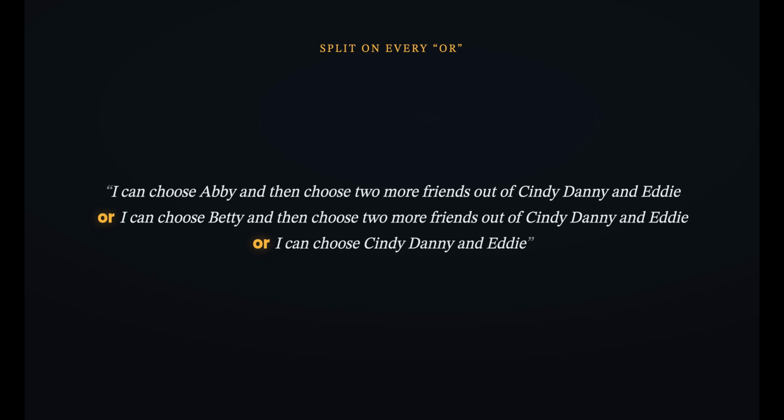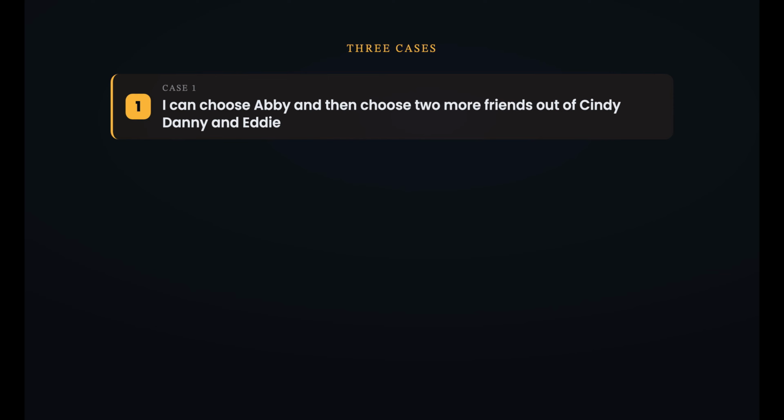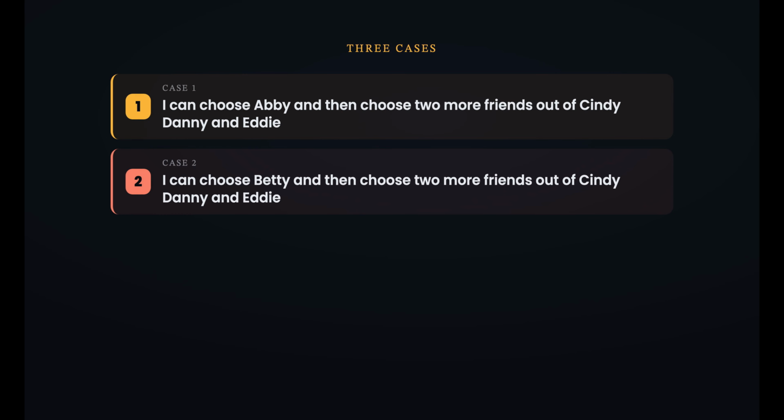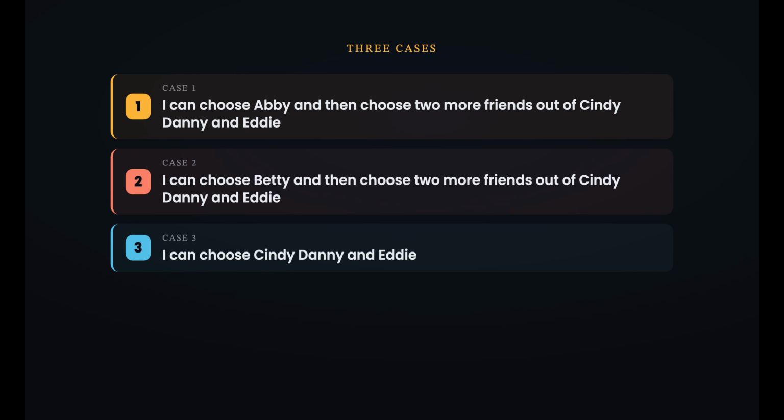Now let's break it up. This time we split whenever we see an "or" phrase. Each one starts a new case. Case 1 is I can choose Abby and then choose 2 more friends out of Cindy, Danny, and Eddie. Case 2 is I can choose Betty and then choose 2 more friends out of Cindy, Danny, and Eddie. And case 3 is I can choose Cindy, Danny, and Eddie. That looks much more doable, so let's go case by case.